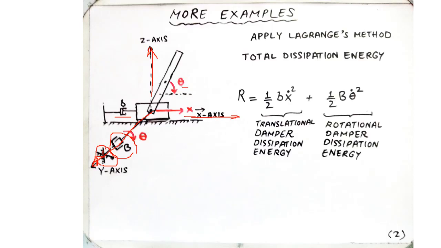Therefore, in order to apply Lagrange's method, we need to calculate the corresponding energy functions. Let us start with the simpler energy function first, the dissipation energy. In this case, there are two components contributing to the dissipation energy, one of them being the dissipation energy due to the translational damper, half b x dot squared, then the rotational damper dissipation energy is half capital B theta dot squared. That completely defines the dissipation energy function capital R.